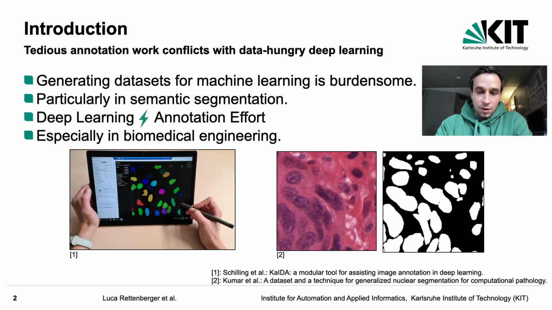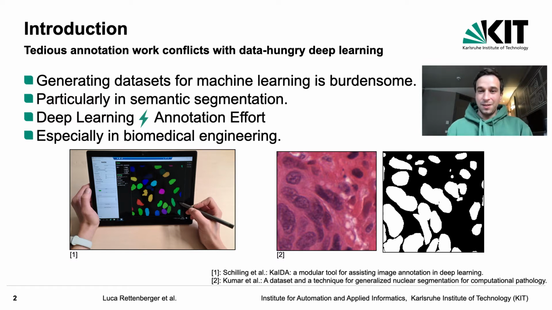You can see here on the bottom left someone annotating a segmentation dataset, and like you can imagine, this can take quite a lot of time and is not something anybody really wants to do. On the right you can see a generated segmentation mask. In that case, cell nuclei were segmented. And this big annotation effort is in direct conflict with deep learning, since deep learning usually needs vast amounts of data, and since generating it is quite exhausting, this often is a big problem.